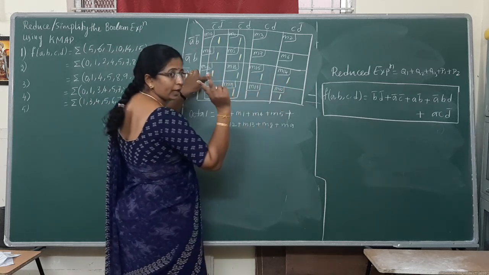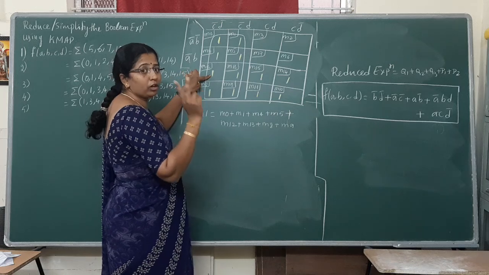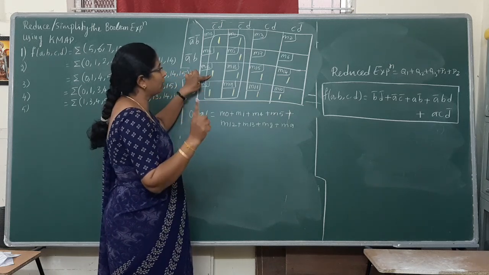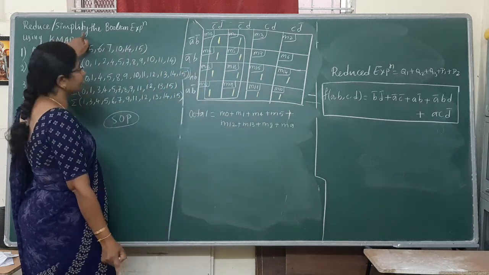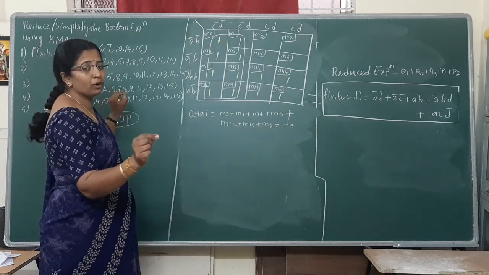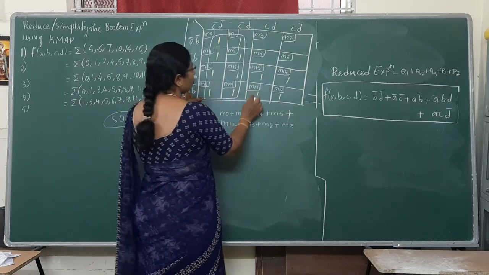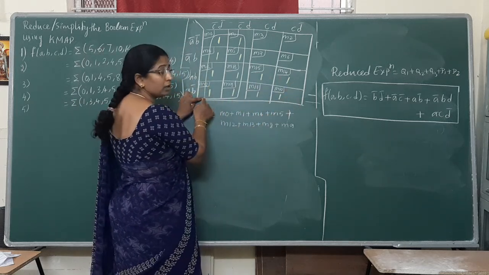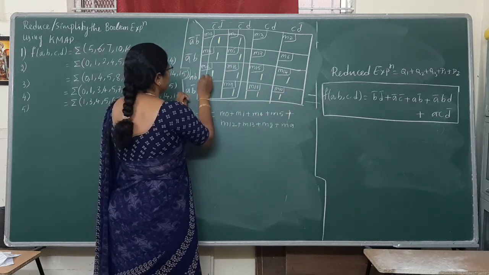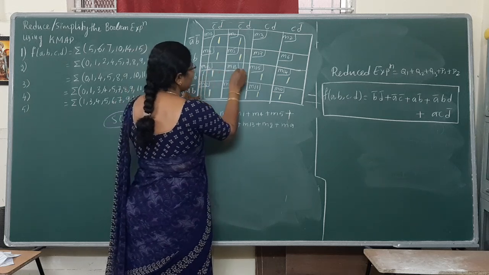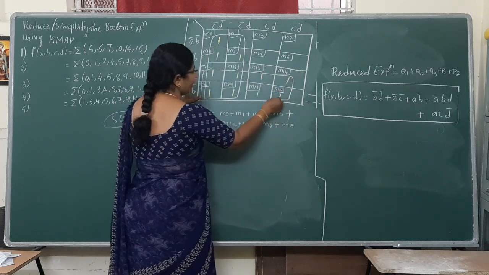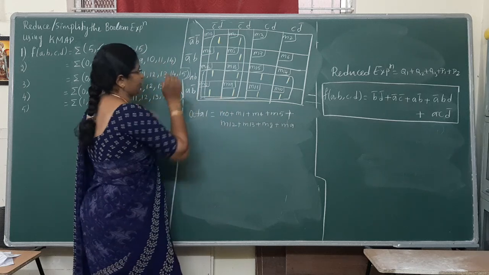Quad gives you a 2 variable reduced format. Octa gives you a single variable. Main target, we need to simplify the expression with a lesser number of variables in the term. So instead of going for the quad, go for the octa. M8, M12, 13, 15, 14, 10, 11, 9, 8.